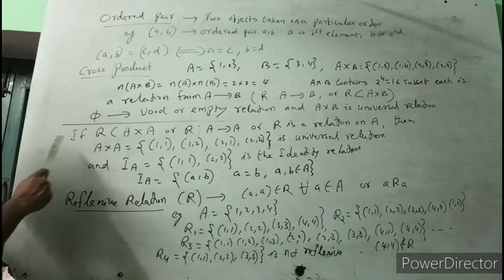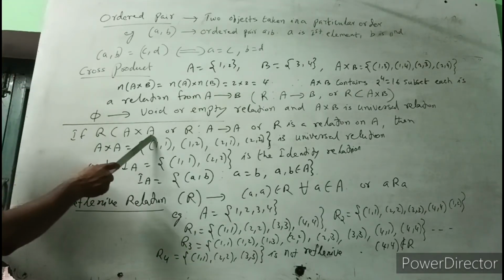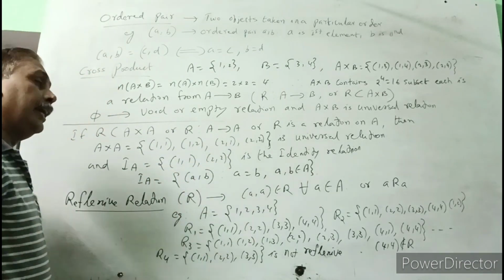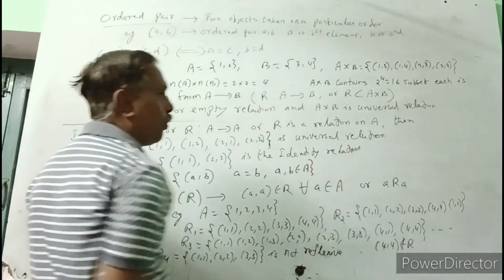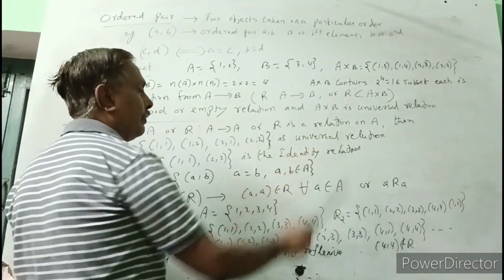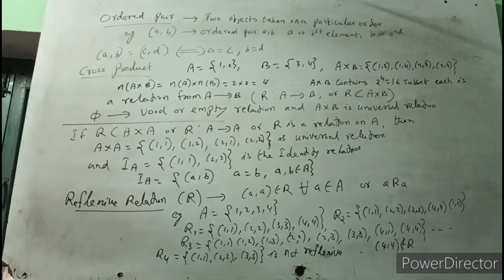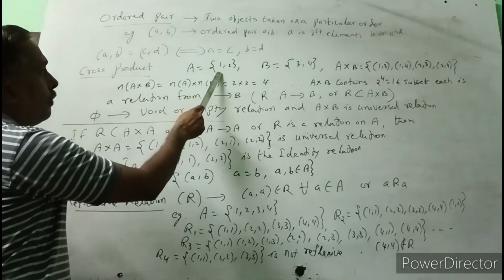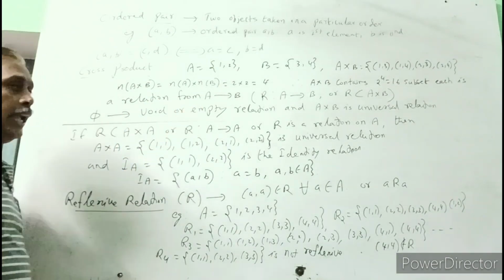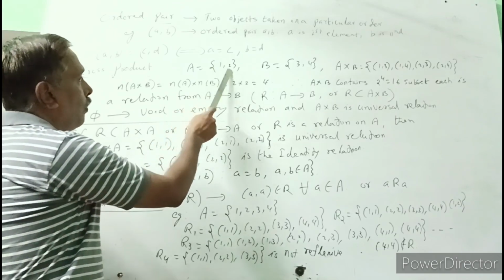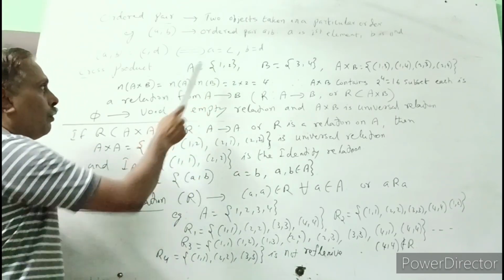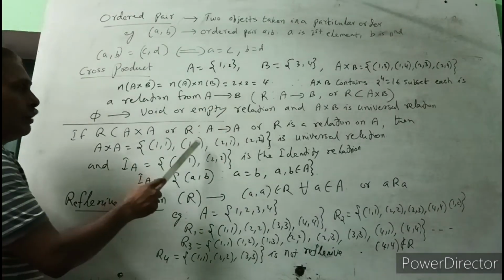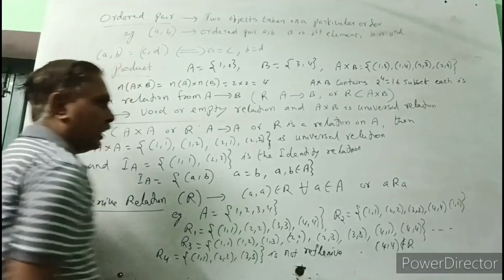Then some additional things you studied is, if R is a subset of A cross A, or R is a relation from A to itself, A to A, or we say R is a relation on A, all these three sentences have the same meaning. Then A cross A, we know, this is A cross A. A is already here, 1, 2. Then second element is also from A itself. So (1, 1), (1, 2), (2, 1), (2, 2), that you studied. A itself you have to repeat again. That is A cross A. (1, 1), (1, 2), (2, 1), (2, 2) is the universal relation.